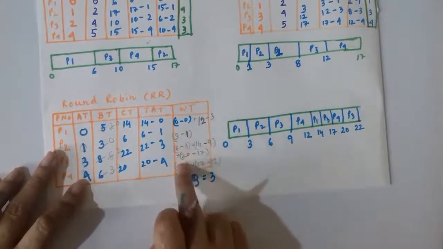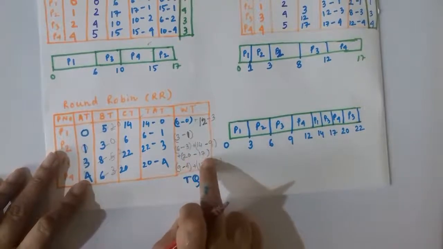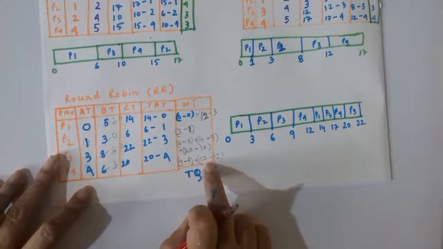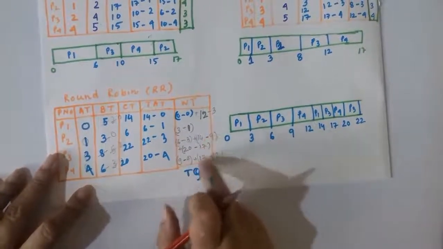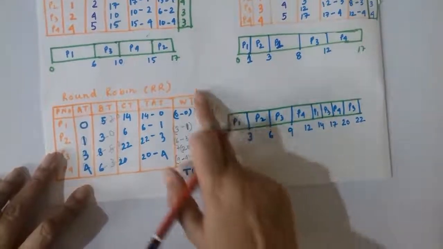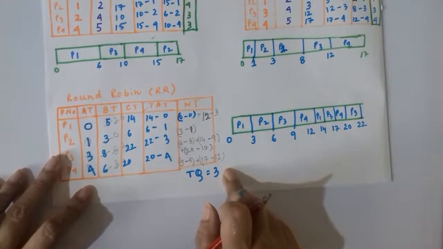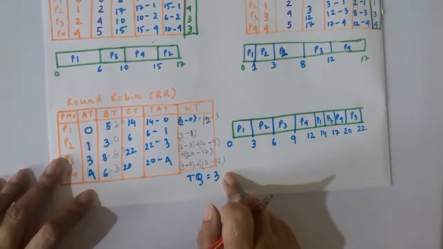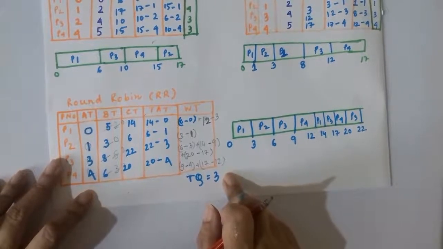So this is 3 minus 1. This is 6 minus 3 plus 14 minus 9 plus 20 minus 17. This is 9 minus 4 plus 17 minus 12. So add those values, calculate those values, add the 4 values and calculate the total waiting time. If they are asking you total waiting time, give that answer, or else if they are asking average waiting time, go for calculating average waiting time.